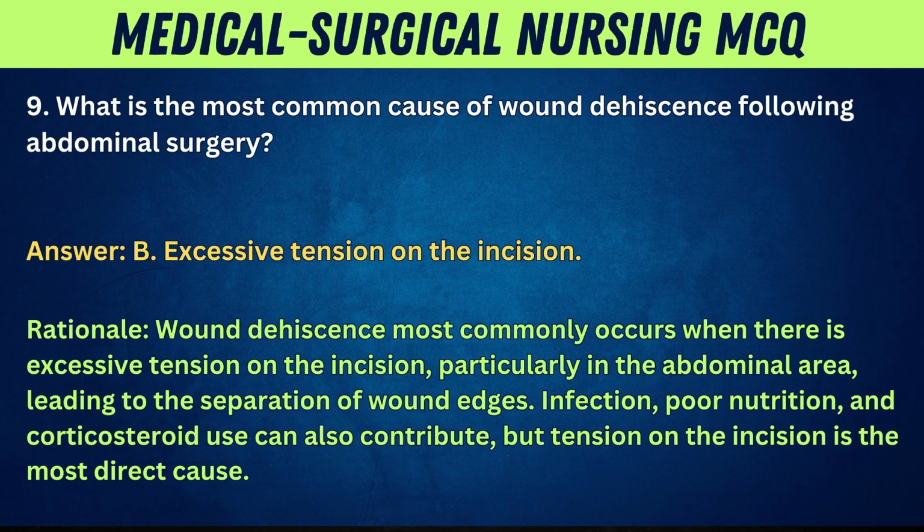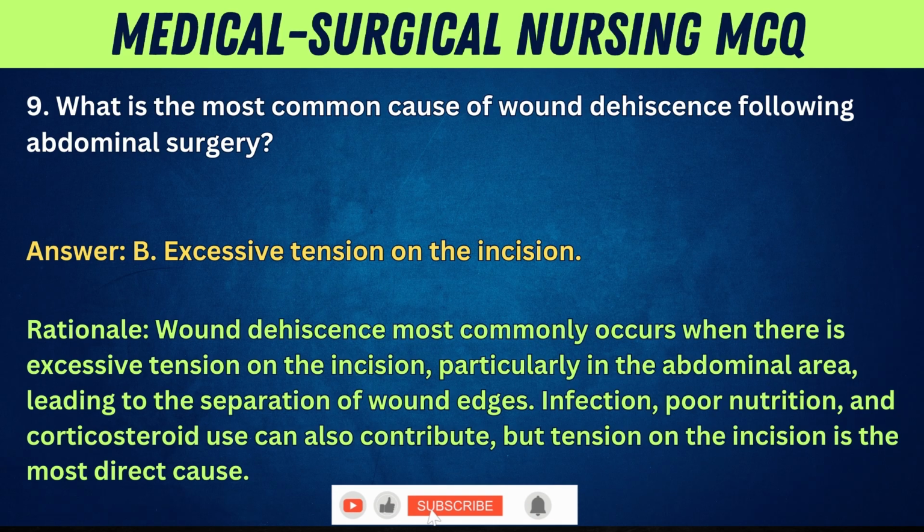Rationale: Wound dehiscence most commonly occurs when there is excessive tension on the incision, particularly in the abdominal area, leading to the separation of wound edges. Infection, poor nutrition, and corticosteroid use can also contribute, but tension on the incision is the most direct cause.